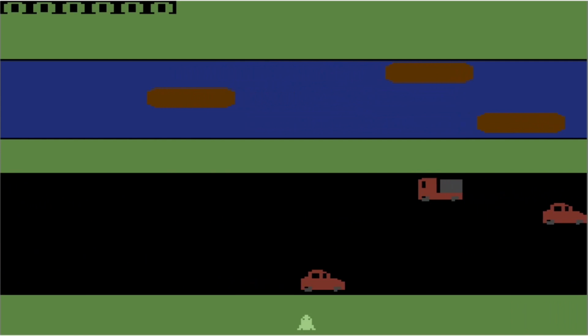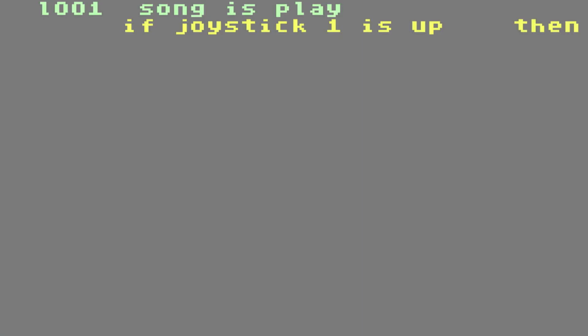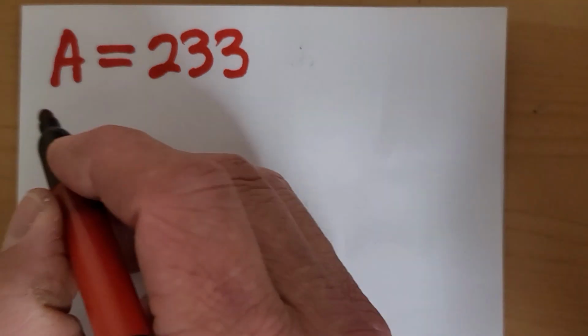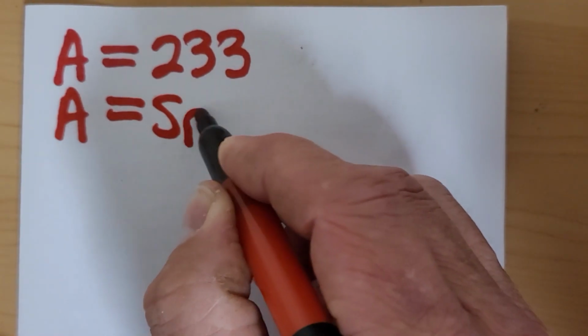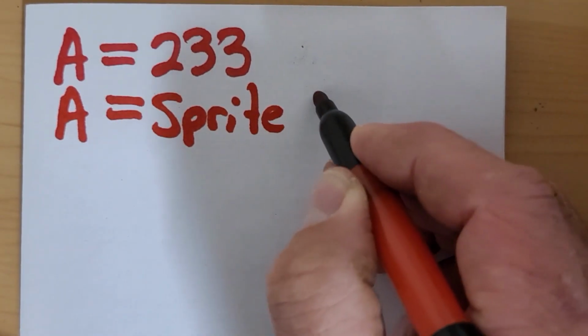The frog is there, I just need to move him with the joystick, so we'll configure that next. At this line, if joystick 1 is up, then add the following lines. Set A equal to sprite 1's Y position. Write that on your paper. So if you think about it, every time your joystick goes up, it refreshes the value of A to wherever the sprite is.